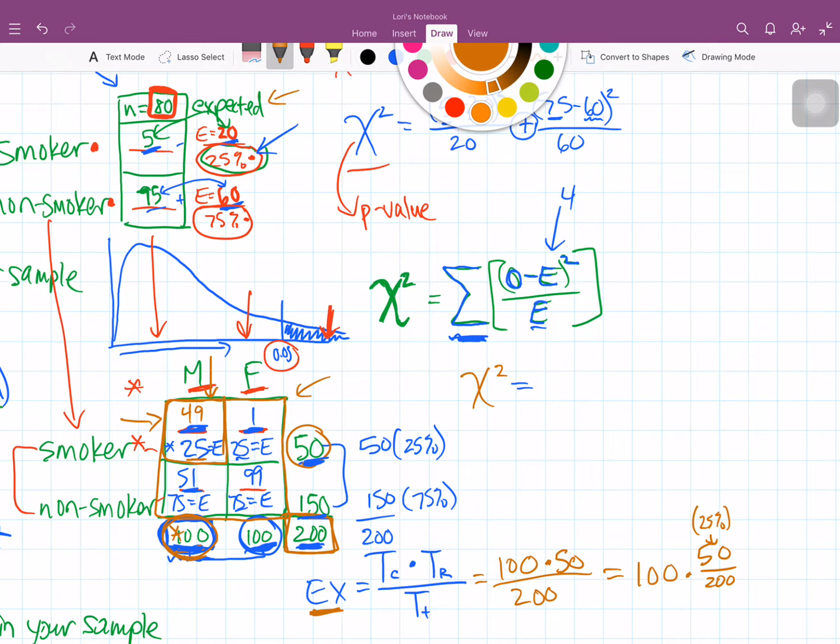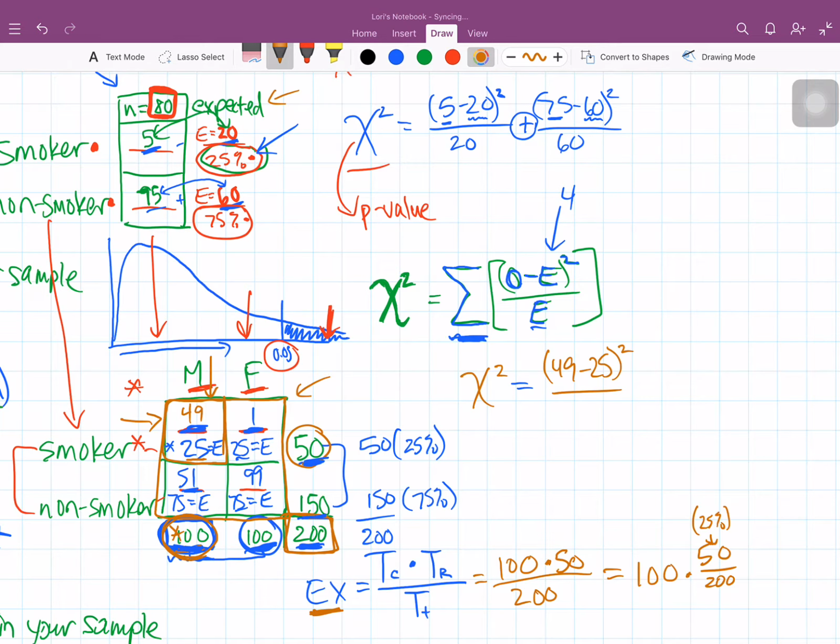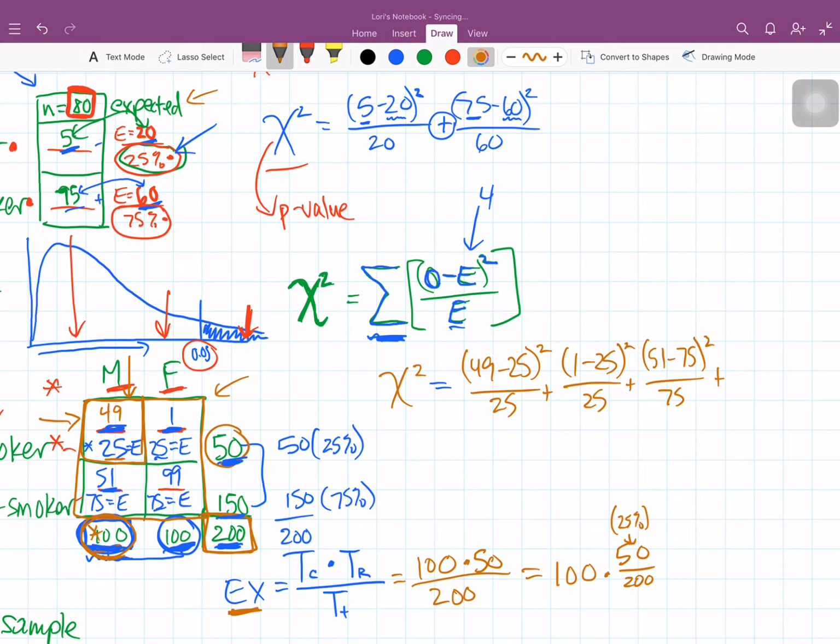I know that for the top left cell, male smokers, my observed is 49 minus 25 squared divided by 25, plus, then I have my top right square. I have 1 minus 25 squared divided by 25. My bottom left cell will be 51 minus 75 squared divided by 75. I have to move over a little tiny bit. Plus 99 minus 75 squared divided by 75.